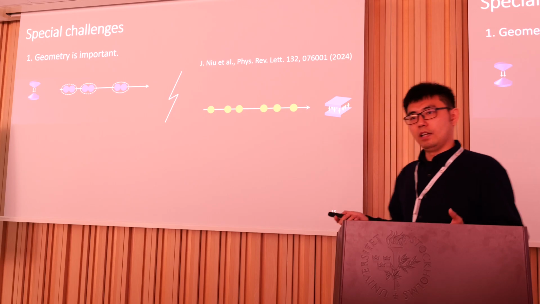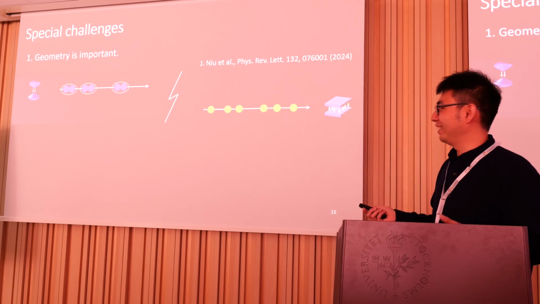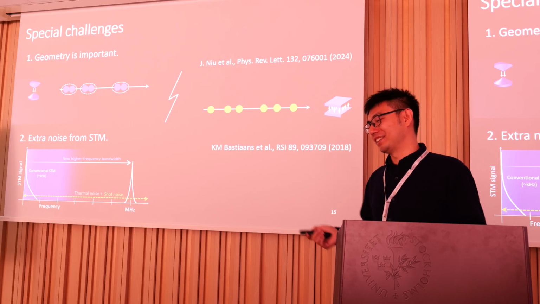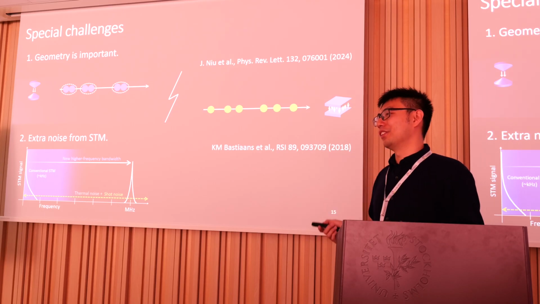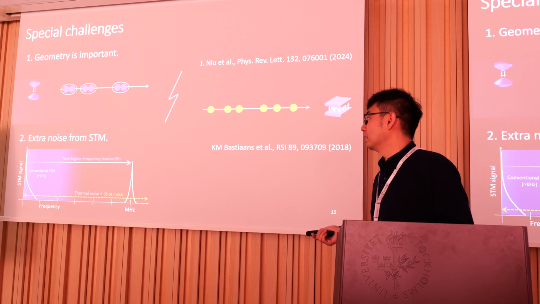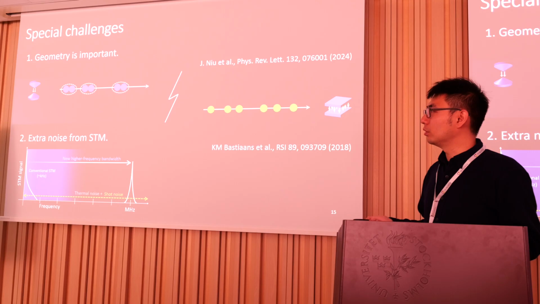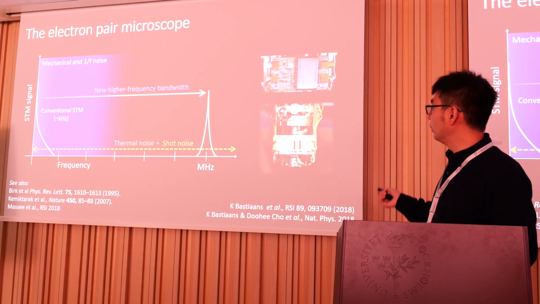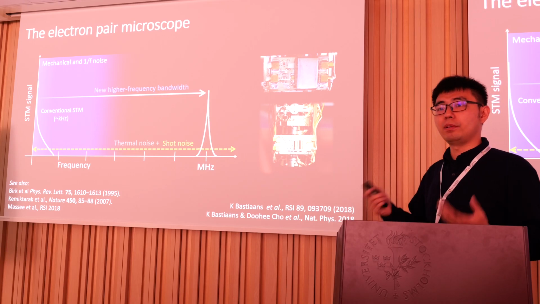But if you really want to do this one, you will have a second problem. The second problem is that the STM is not so simple. You have a lot of extra noise in the STM. You have mechanical noise, you have 1/f noise, and the bandwidth of the STM is so low, so you cannot really measure the noise. To overcome this problem, what we do is build a homemade cryogenic amplifier.